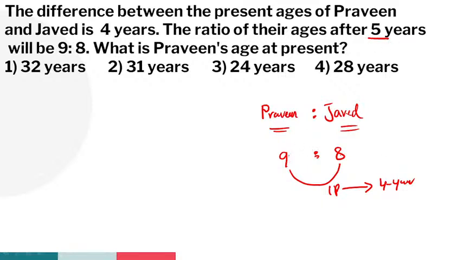After 5 years age ratio is given, guys, here. 9:8 is after 5 years. So we have to find out the present age, right? Present age of Praveen. So first find out Praveen's age after 5 years. So after 5 years, Praveen's age is how many parts? 9 parts. One part is how many years? 4 years. 9 fours are 36 years. This 36 years is when? After 5 years. But what do we need? We need to find the present age. That means 36 minus 5, 31 years.